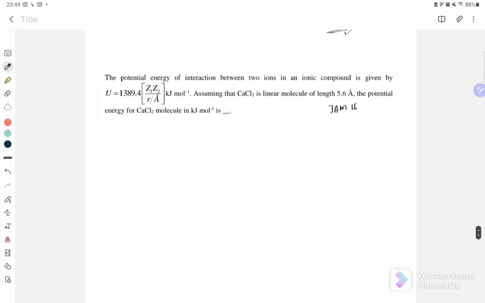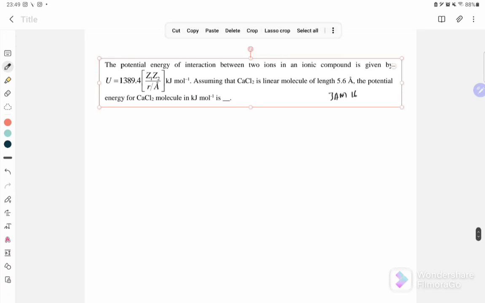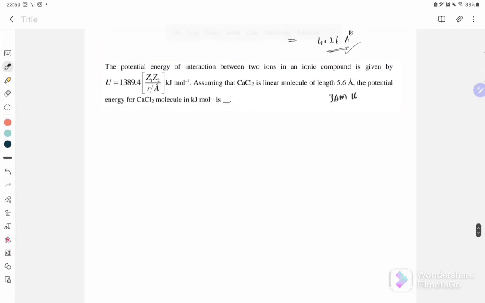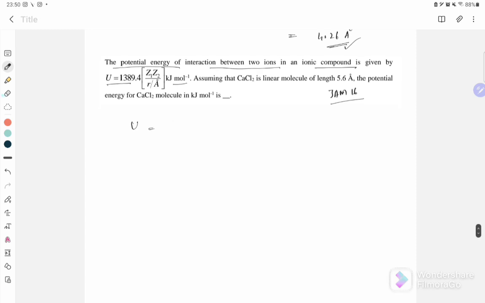Okay, next and last question of this session. Today's last question is this one. So that came in JAM 16. The potential energy of interaction between two ions in an ionic compound is given by this equation, that is U. You don't have to write this one.